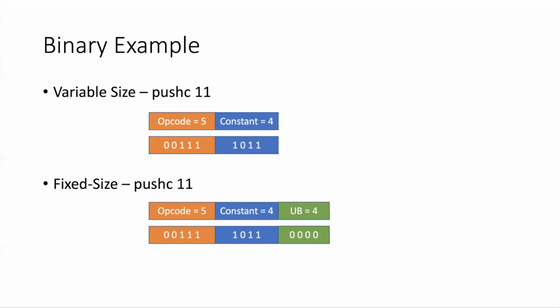For our fixed size example, we are also going to be using the same push C11 example. So our opcode of 5 bits stays the same. Our constant of 4 bits stays the same, but this time we add in the 4 unused bits of 0000 in binary so that we will have a total bit length of 13 bits since we decided that our longest length was 13 bits. And that is the difference between variable size and fixed size encoding.